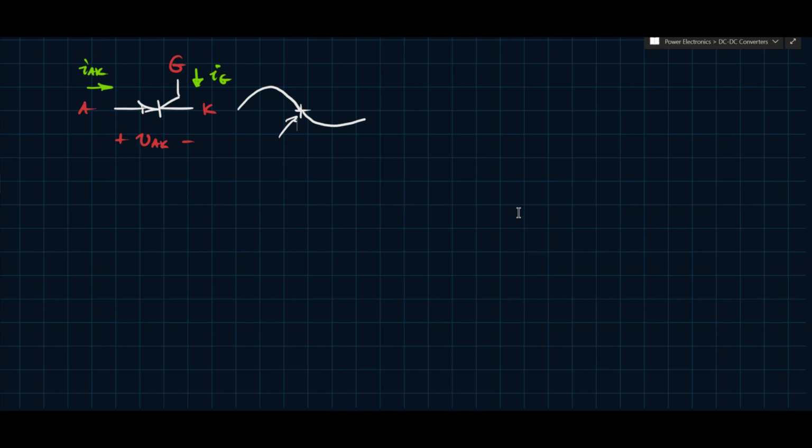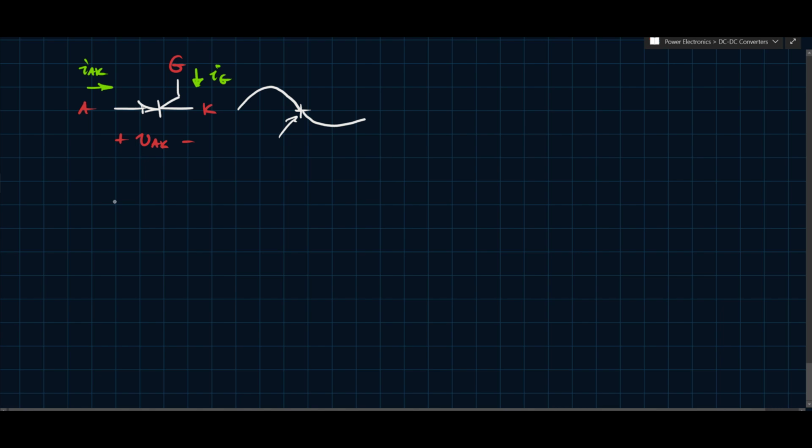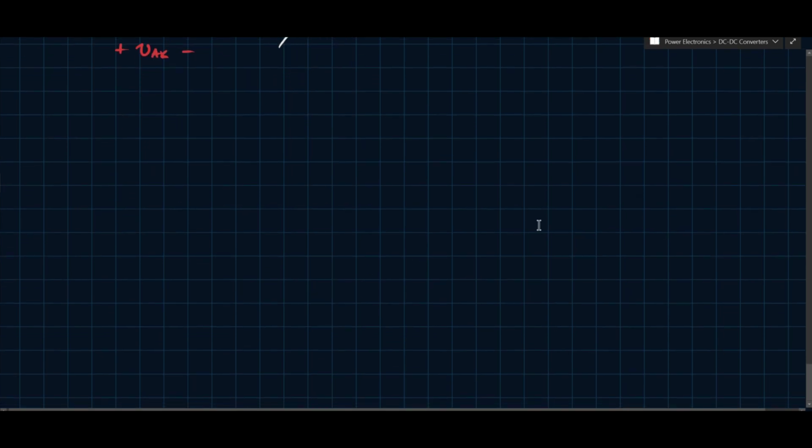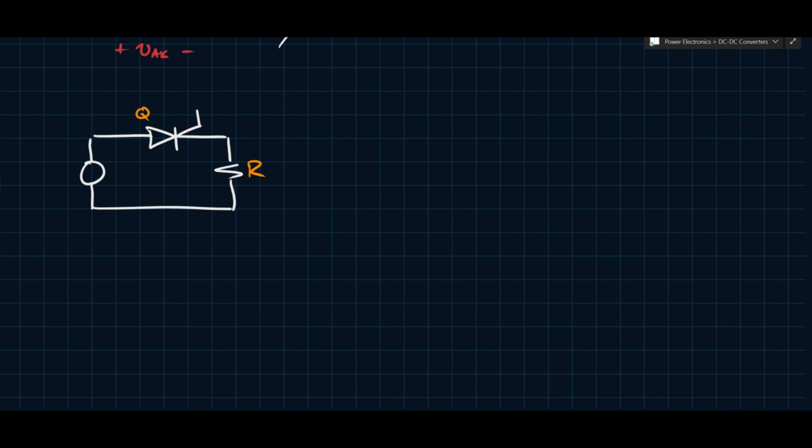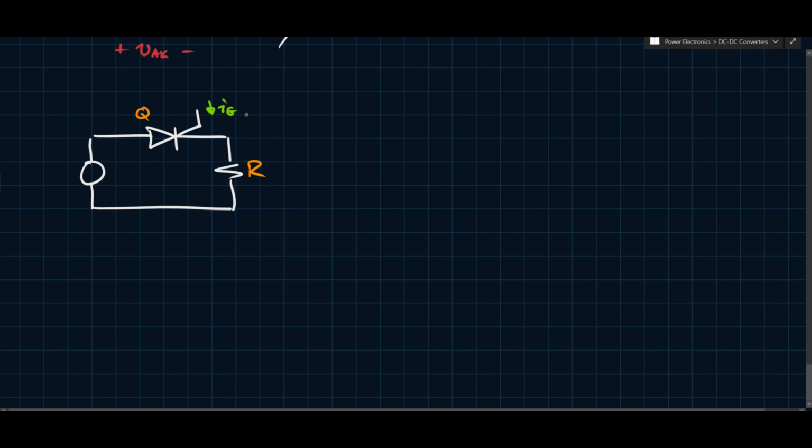So let's take a look at the half-wave controlled rectifier. We've already looked at the half-wave rectifier in the case of the diodes. If you're not familiar with it, I'll link that video in the description so you can take a look. But the half-wave controlled rectifier with a resistive load is a controlled rectifier, so it's going to make use of this thyristor. What you have here is a resistor, and we can call this thing Q. You'll have this gate current here, IG.